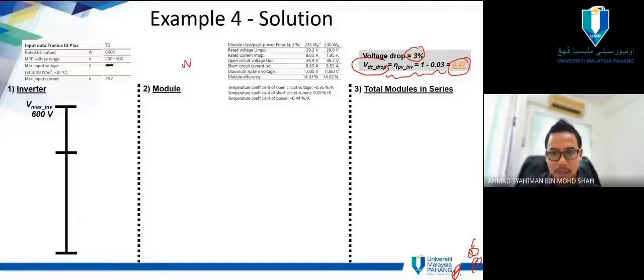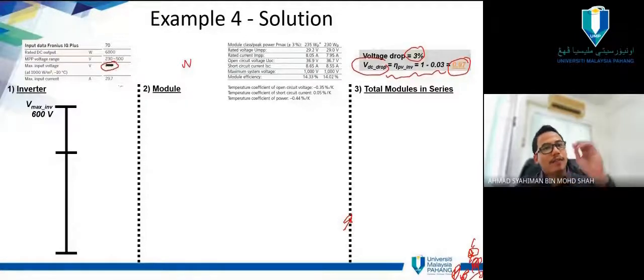KRT tu tau. Kat mana ni? Kenapa dia pergi kat bawah? Okay. Ni. First of all, I put the maximum input voltage here is 600 volt. Sebab ikut inverter yang dalam ni datasheet ni.